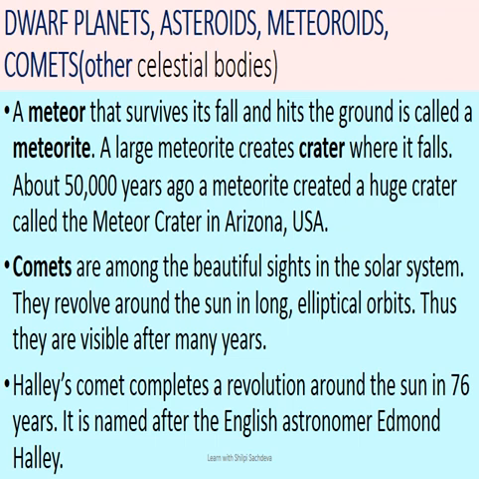At last, we are going to discuss comets, which are among the beautiful sights in the solar system. They revolve around the sun in long elliptical orbits, thus they are visible only after many years. Halley's comet completes a revolution around the sun in 76 years. It is also named after the English astronomer Edmund Halley.